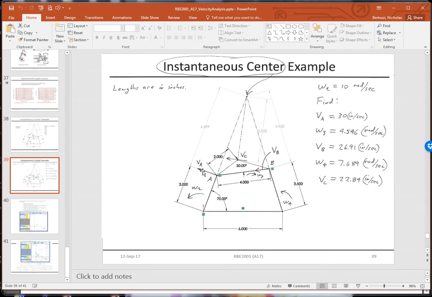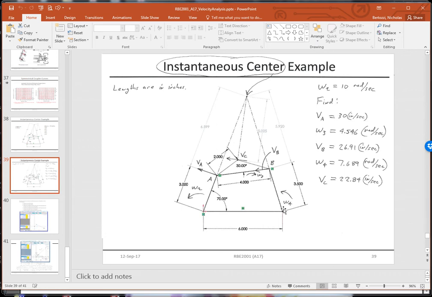calculating V sub A. If we know this length, the length of this length, then we know that omega 2 is 10 radians per second. We can get that velocity. Because the velocity of point A is traveling in this direction, we can figure out the instantaneous center for the coupler because it's connected at that point, so it has to have the same velocity at that point. And the instantaneous center has to lie along a line perpendicular to the velocity.